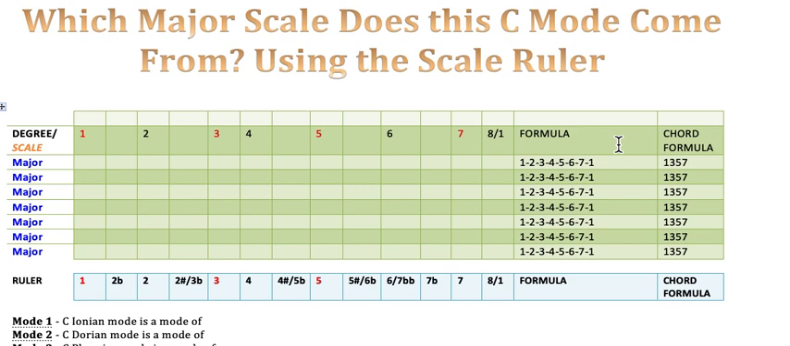Now, you may come up with a question: if you see a mode, for example, C Ionian, then you ask yourself, in which major scale does this one come from? So that's the question that we're going to answer today.